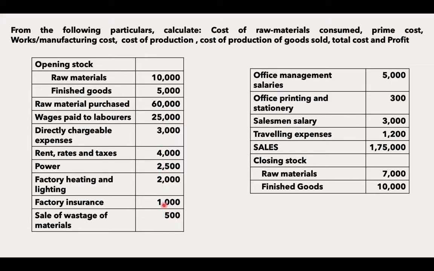So while we are calculating the cost sheet, the sale of wastage of raw materials, or sale of scrap, or sale of residue, has to be deducted in the calculation of the cost sheet. We have to keep this in our mind. The next we have office management salaries 5,000 and office printing and stationery 300. These will come under the office overheads. Next we have salesman salary and traveling expenses, and these items will come under the selling and distribution overheads. And then we have the actual sales, which is 1,75,000.